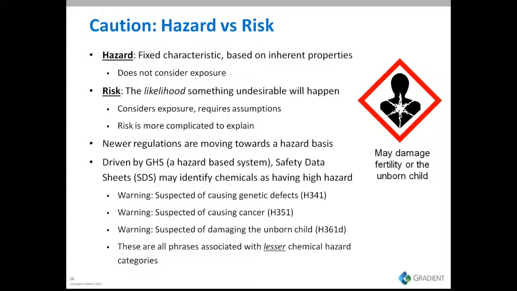Risk, on the other hand, really considers, as I mentioned before, the likelihood of something undesirable happening. So it does consider exposure, and as a result, as I sort of suggested on the prior slides, requires some assumptions, right? So how often is the product used? Under what conditions is it used? Under what conditions might someone be exposed? And as a result of those assumptions, risk is a bit more complicated to explain. Right? Hazard is sort of an inherent property, so it's not very complicated to explain whether something is toxic or flammable or what have you. But whether something has a risk requires an explanation of assumptions, and that can make things a little more complicated.